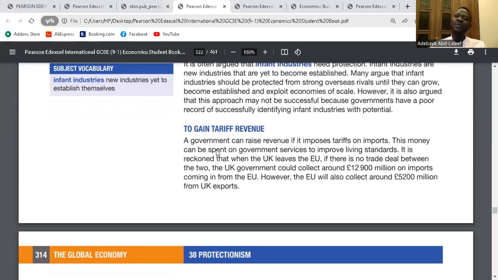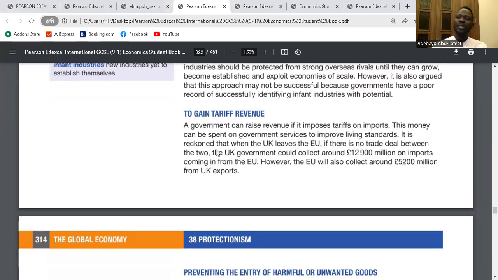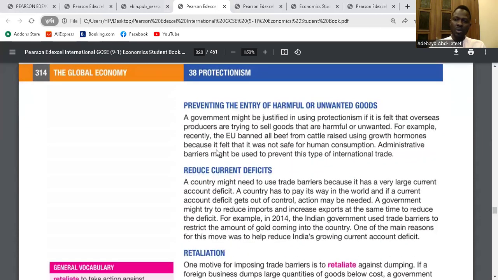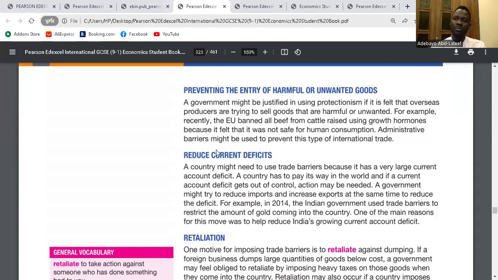The third one, to gain tariff revenue. Tariffs are taxes on importation. So if government wants to increase revenue through taxation, government might increase taxes on importation. That's about that. Preventing the entry of harmful or unwanted goods. Goods that could cause harm to the economy or to the people, which are demerit goods. Government would not want them to be imported or to be consumed by their citizens.